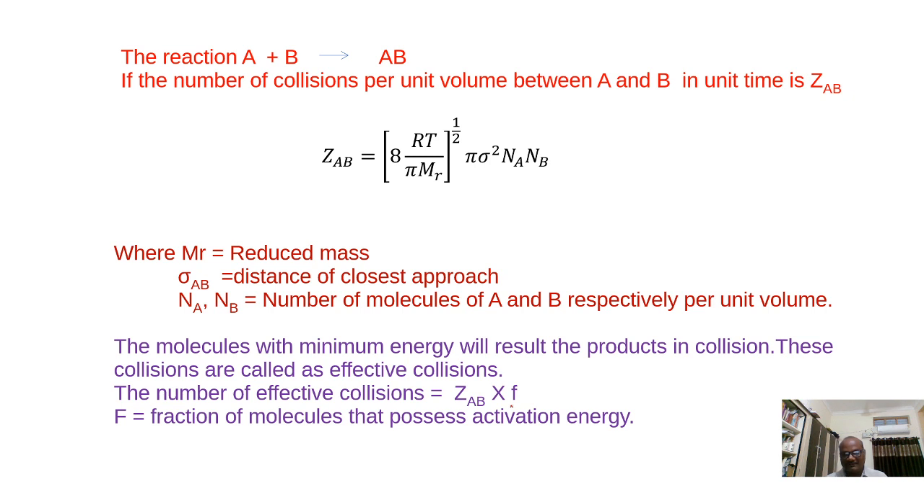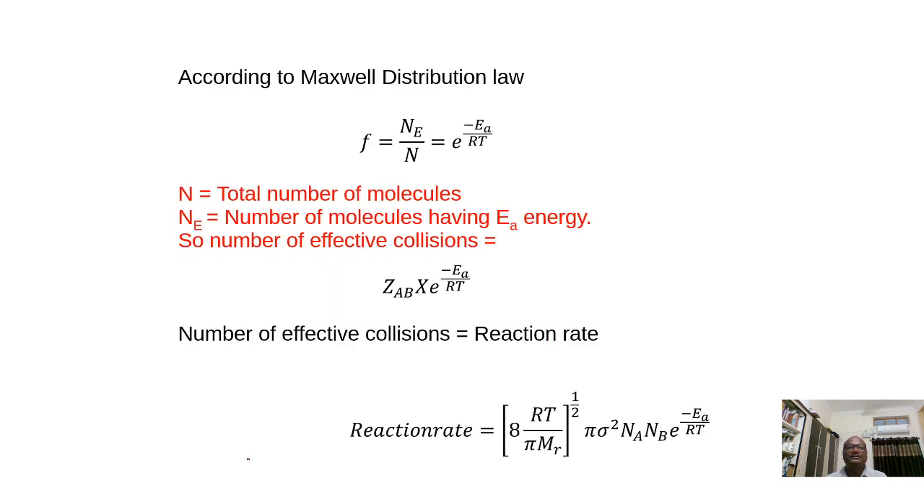What is the small f? It is a fraction of molecules that possess activation energy. According to Maxwell distribution law, this f will be equal to Ne divided by N. What is Ne? It is the number of molecules having activation energy. N is the total number of reactant molecules. So according to Maxwell distribution law, this is equal to e^(-Ea/RT), where Ea is the activation energy we know, R is the universal gas constant, T is the absolute temperature. So substituting the value of f in ZAB into f, we get this equation. So the number of effective collisions now is equal to ZAB into e^(-Ea/RT). Now this is equal to what? Reaction rate.